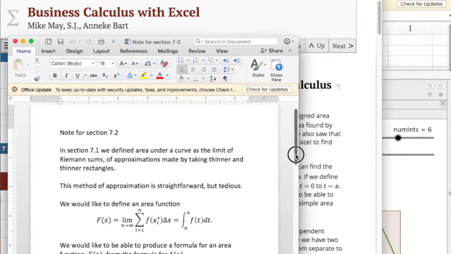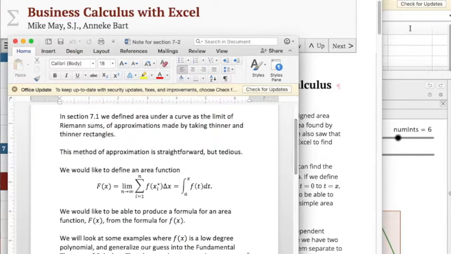What we're going to do is look at some polynomials where f is of low degree and use Excel and best fitting curves to come up with a formula. And then we're going to try and generalize our guess into the Fundamental Theorem of Calculus. It has two versions and it's something that should be memorized.